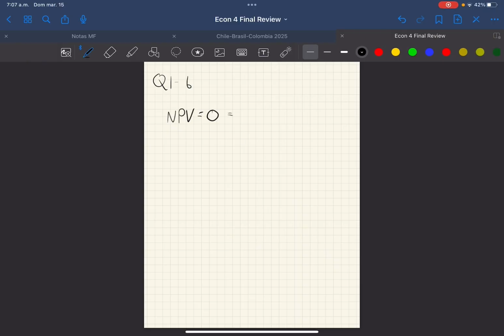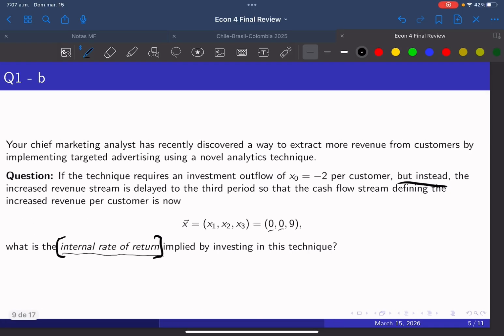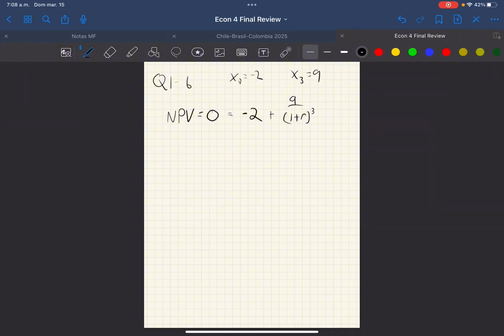So we're going to start and say 0 is equal to -2, right? Because now I'm just writing out the net present value. So it had a -2 and then x3 equal to 9. But what's different now is we're not going to plug in a value for r, because the idea is to find an r, an internal interest rate or discount rate, that's going to make this equal to 0. So now we're solving for r. Whenever a question asks to find the internal rate of return, you're going to solve for r and not the net present value.